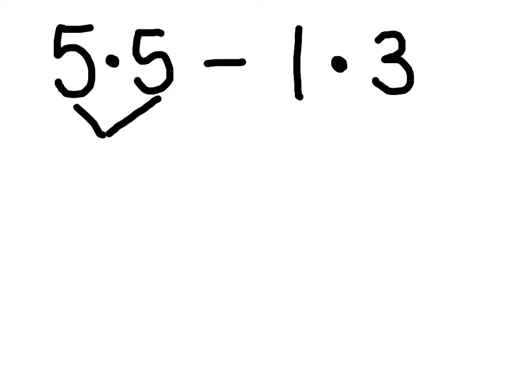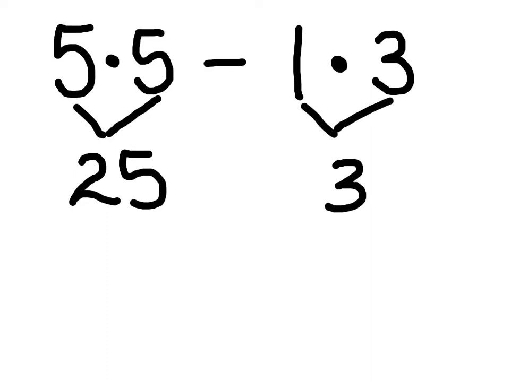So next problem, we have 5 times 5 minus 1 times 3. According to order of operations, what do we need to do first, Drew? We need to do the times first. The times. So 5 times 5 is 25, and the 1 times 3 is 3, and we pull down the minus sign, and now we have 25 minus 3. What's our final answer?